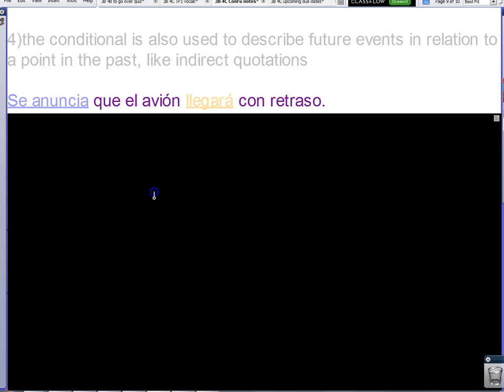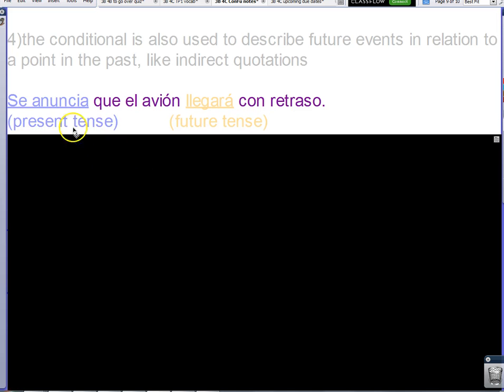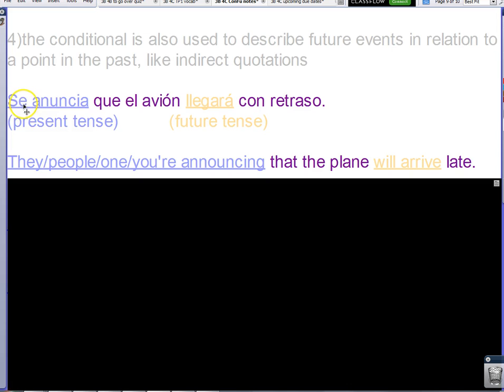For the last reason to use the conditional. This part sounds super crazy, but it actually makes sense if you don't overthink it. The conditional is used to describe future events in relation to a point in the past, like indirect quotations. Here's an example sentence that uses the present tense with the future to say, it's the impersonal say, they, people, one, or you are announcing that the plane will arrive late. That's like with a delay, so late.